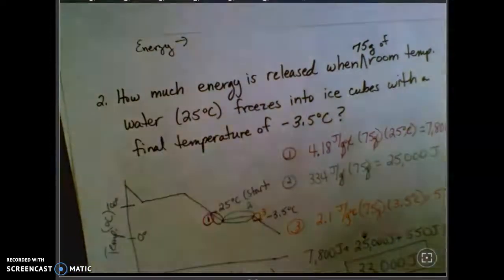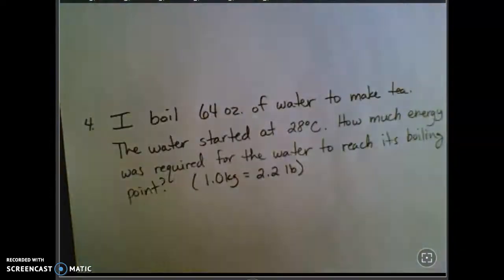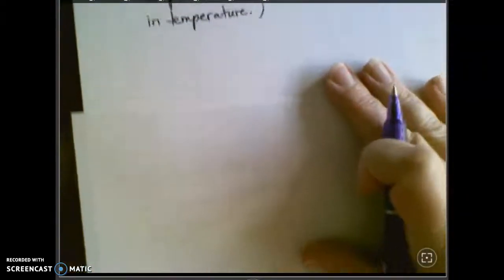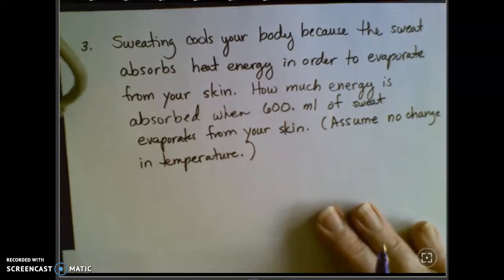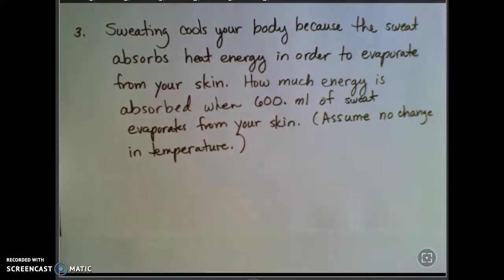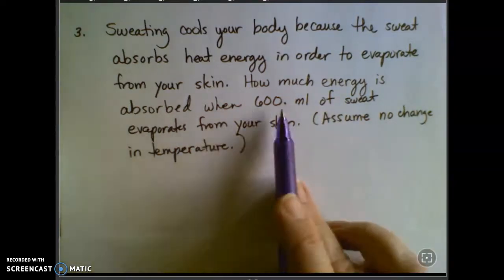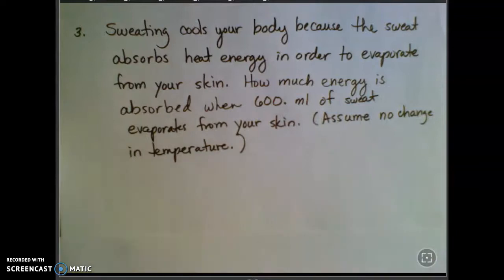All right, another problem or two while I've got time. This one's a little simpler. So here's the next problem. Sweating cools your body because the sweat absorbs heat energy in order to evaporate from your skin. It takes energy from your body with it when it evaporates. So how much energy is absorbed when 600 milliliters of sweat evaporates from your skin?